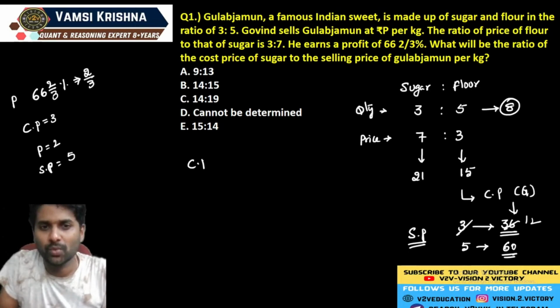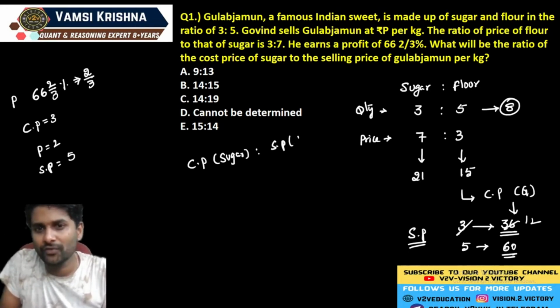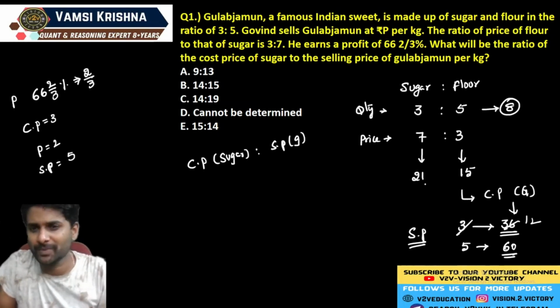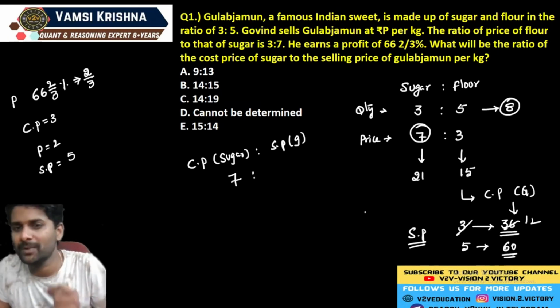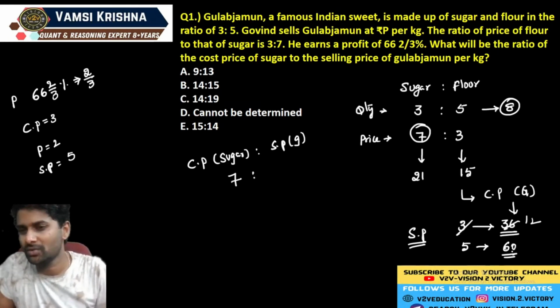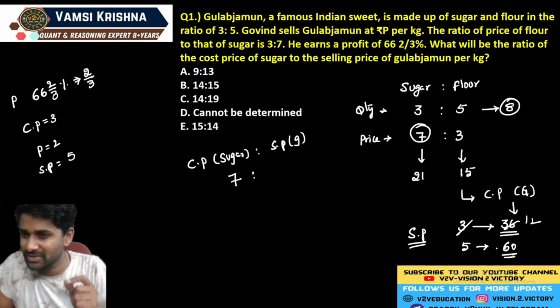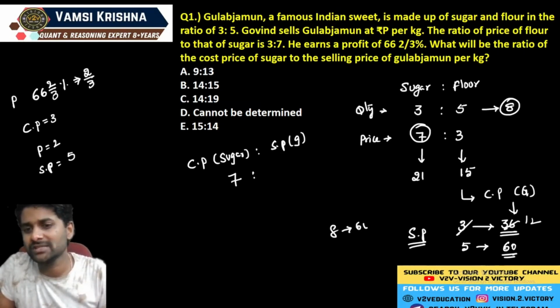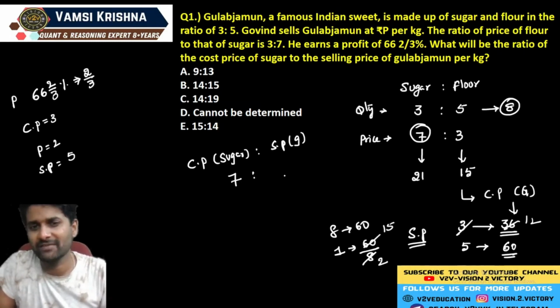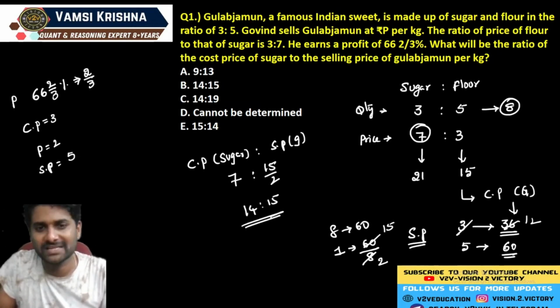Now the question here: what is the cost price of sugar to the selling price of gulab jamun per kg? What is the cost price of sugar? Cost price of sugar is exactly equal to 7 units. What about the selling price of gulab jamun? 8 units is equal to 60, guys. Now what about per kg value? Per kg value is exactly equal to 60 by 8. So here you can go through the 4 table. 4 2s are 8, 4 15s are 60, and it's a value of 15 by 2. So here the final ratio becomes 14:15. Hope you understand this approach, guys.